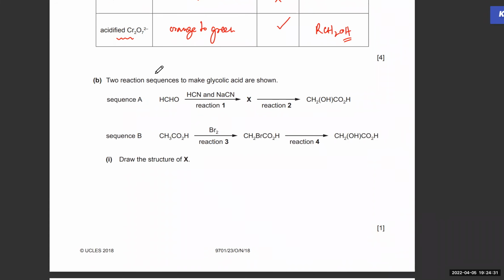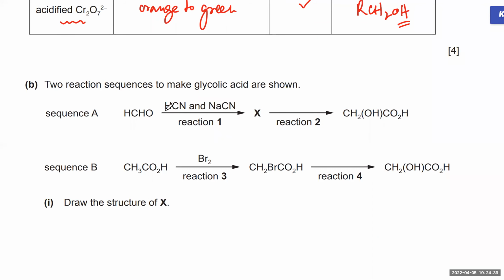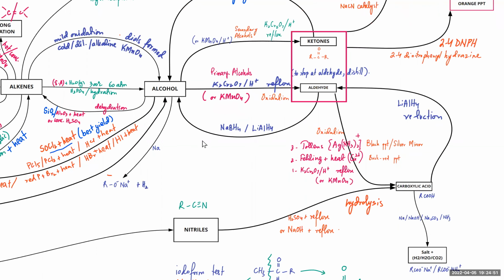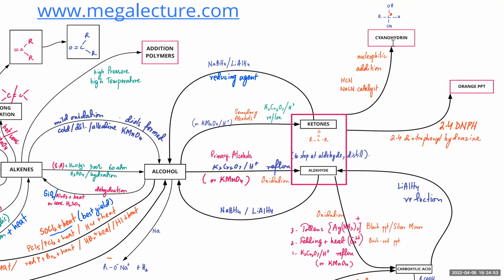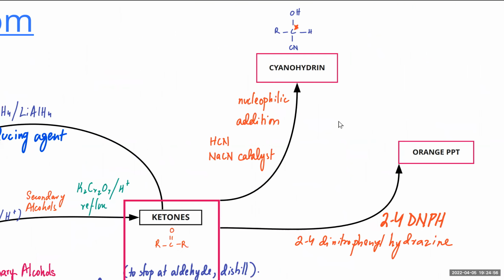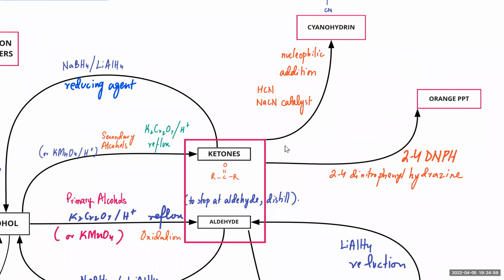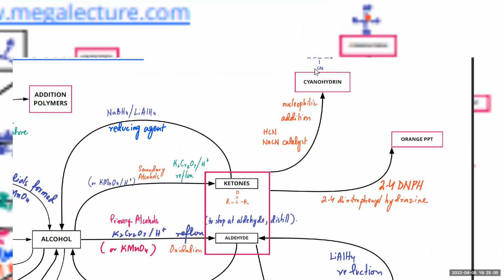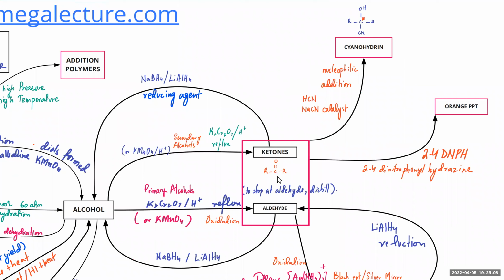Anyway, two reaction sequences to make glycolic acid are shown. Draw the structure of X. So what you're seeing over here is you've got an aldehyde, and it's forming a cyanohydrin with HCN and NaCN. Both aldehydes and ketones, any carbonyl group, react with HCN and NaCN catalyst. It's a nucleophilic addition reaction. The C=O over here turns into C(OH) and a CN.